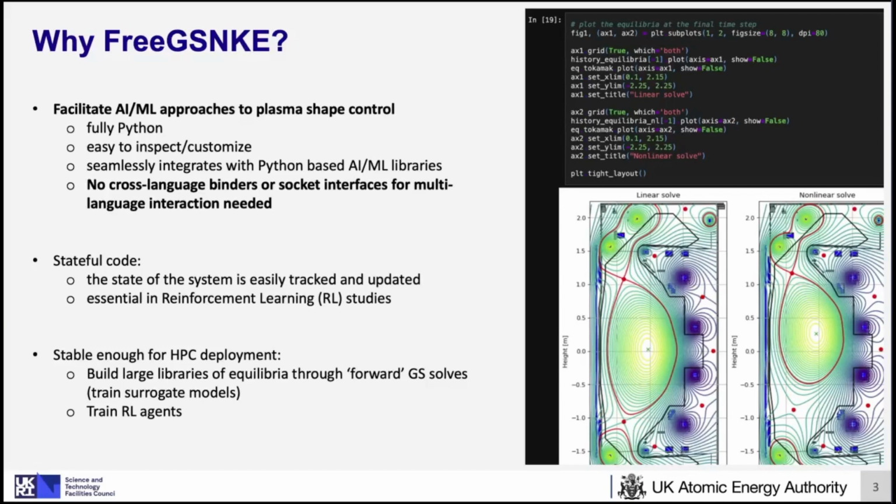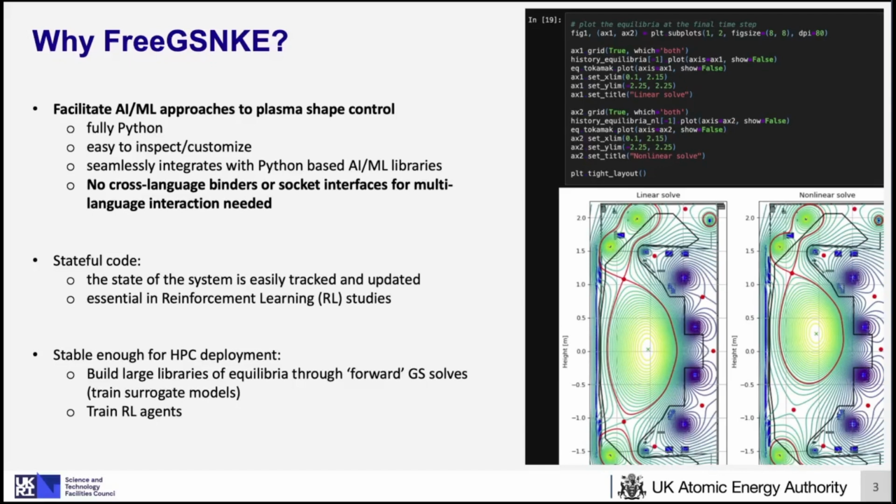In particular, we wanted to do reinforcement learning studies too. And so that's something that comes with reinforcement learning. You'll have to call your evolutive solver thousands and thousands of times from your machine learning libraries. And so FREEGSNKE eliminates entirely the need and the challenge, the problems that possibly can come with those cross-language binders or socket interfaces that you need to have different kinds of codes talk together.